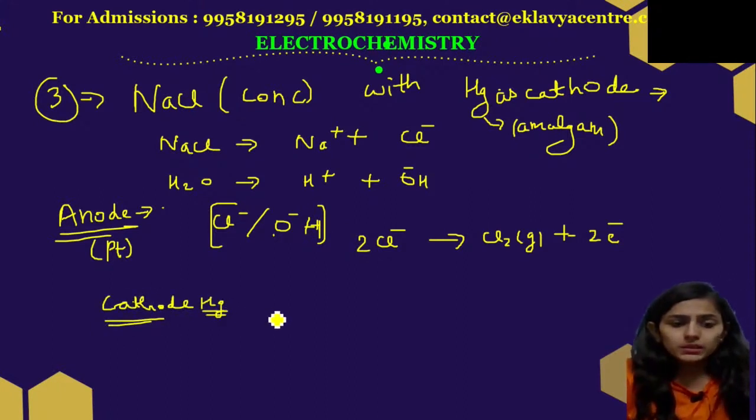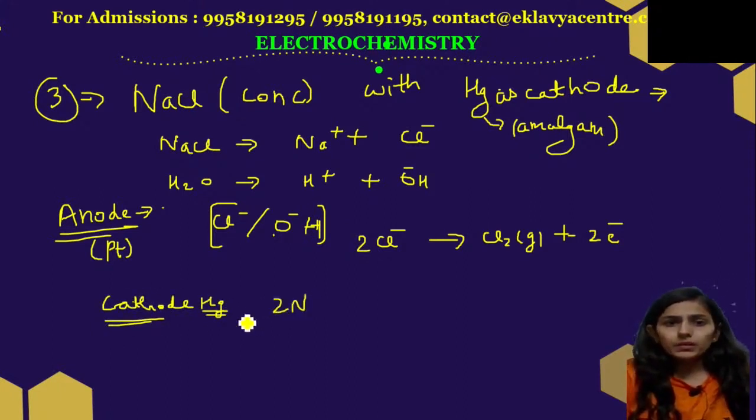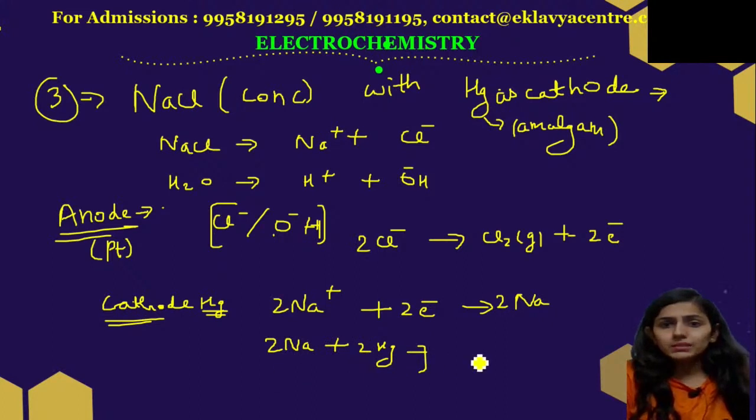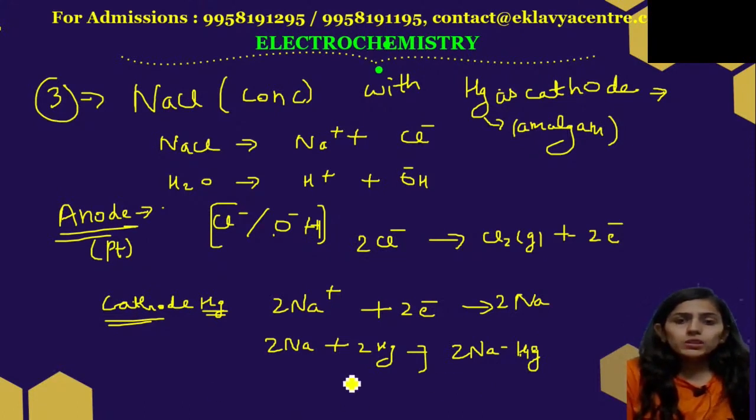Hg is also present. So we have twice of sodium because we have amalgam electrode. So instead of H plus ion, the sodium ion will participate and we will get twice of sodium, and this twice of sodium will react with amalgam to give sodium amalgam, NaHg. I hope this is clear to you, right, beta? So basically, because sodium is highly soluble in amalgam, that is why we are getting sodium amalgam.